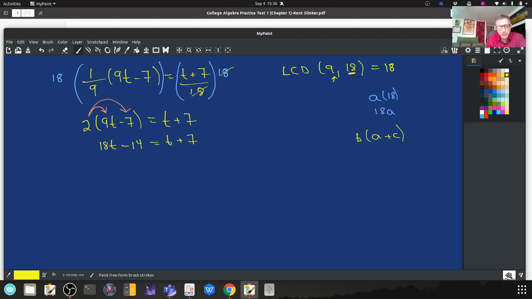So what you want to do is get all of your variable terms on one side and your constant terms on the other. So I'm going to move the t over here. And when I move it across the equal sign, it changes its sign.